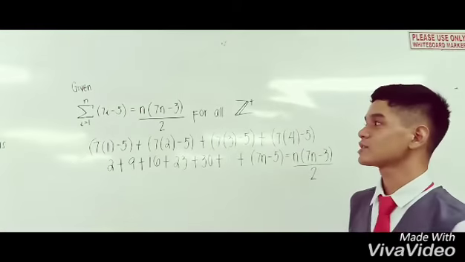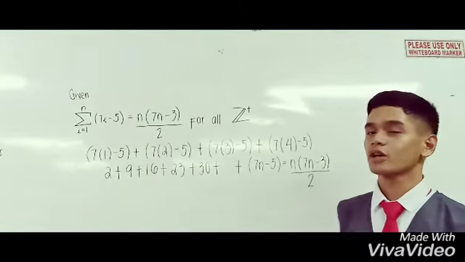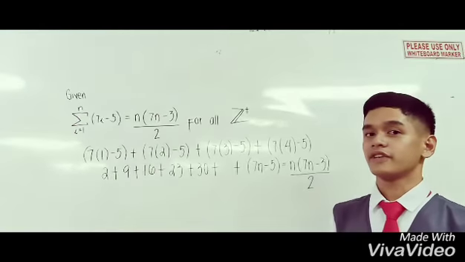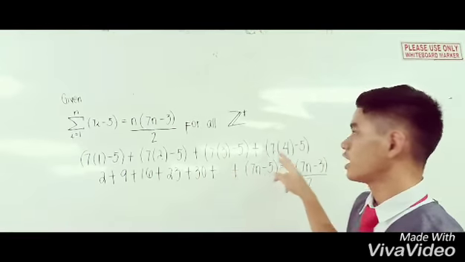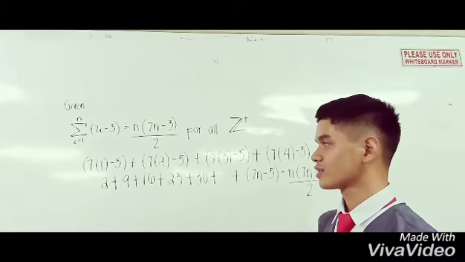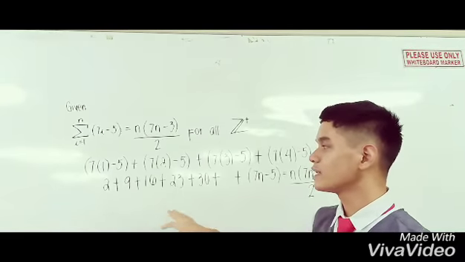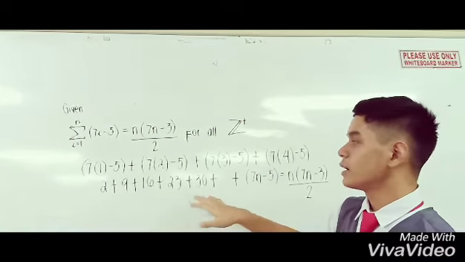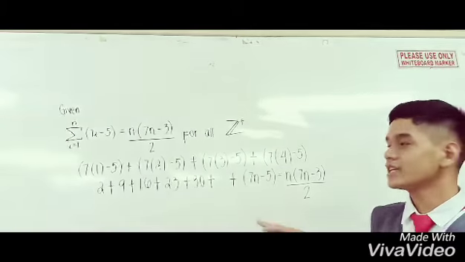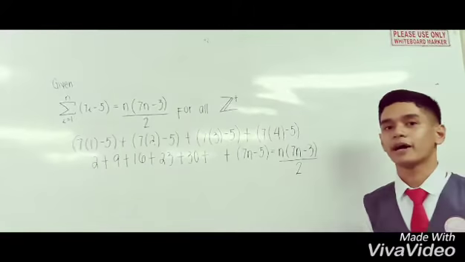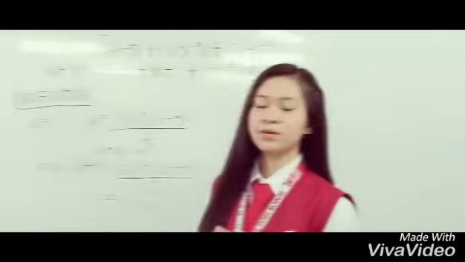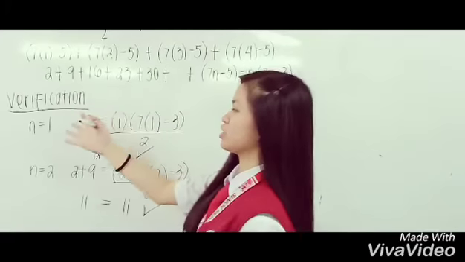written as n times the quantity 7n minus 3 over 2 for all positive integers. So, let's substitute 1, 2, 3, and 4 to the n of the equation. So, the answer will be 2 plus 9 plus 16 plus 23 plus 30 and so on plus 7n minus 5 is equal to n times the quantity 7n minus 3 over 2. So, we will do the first step, the verification.